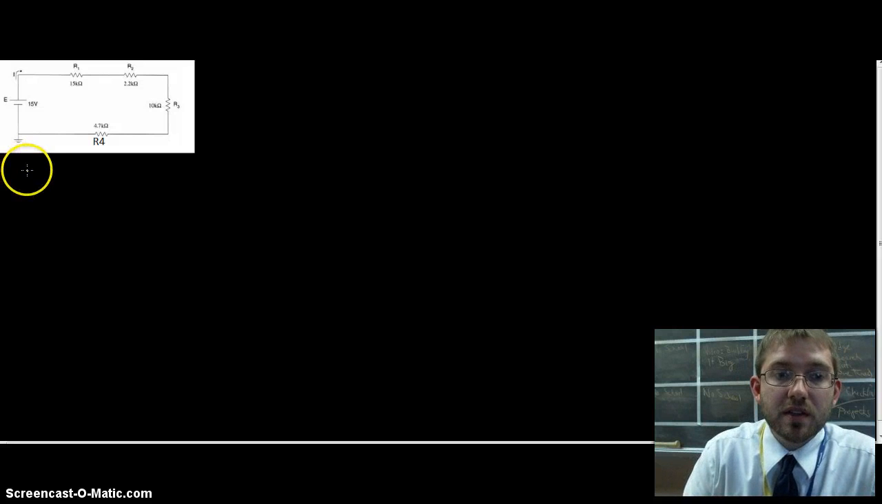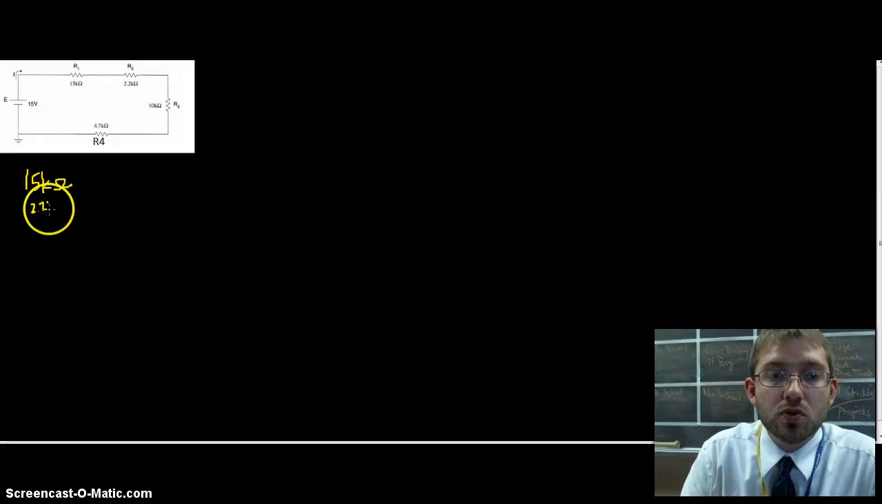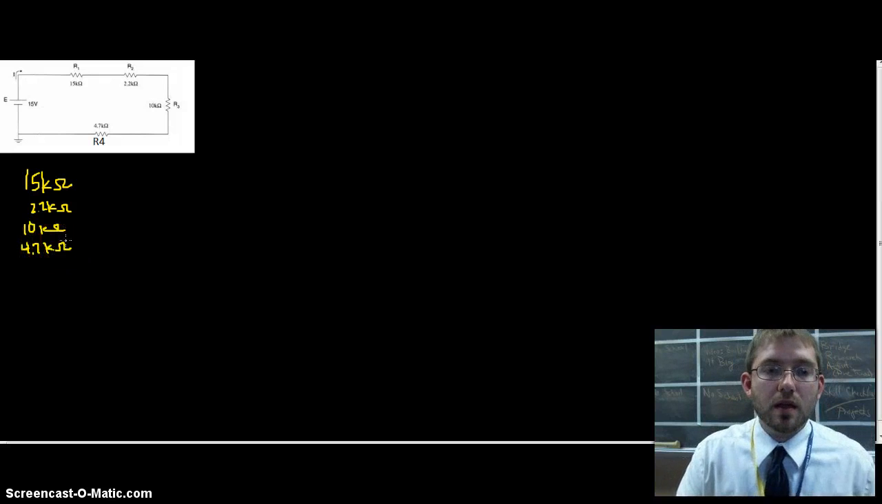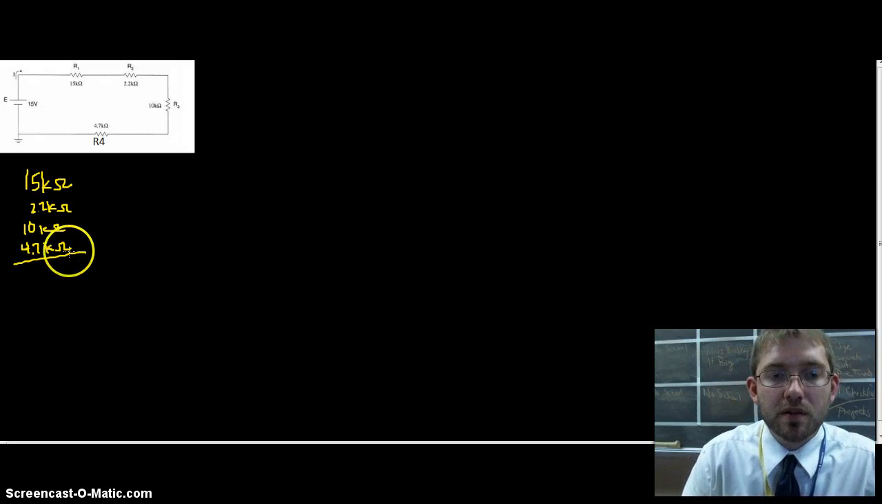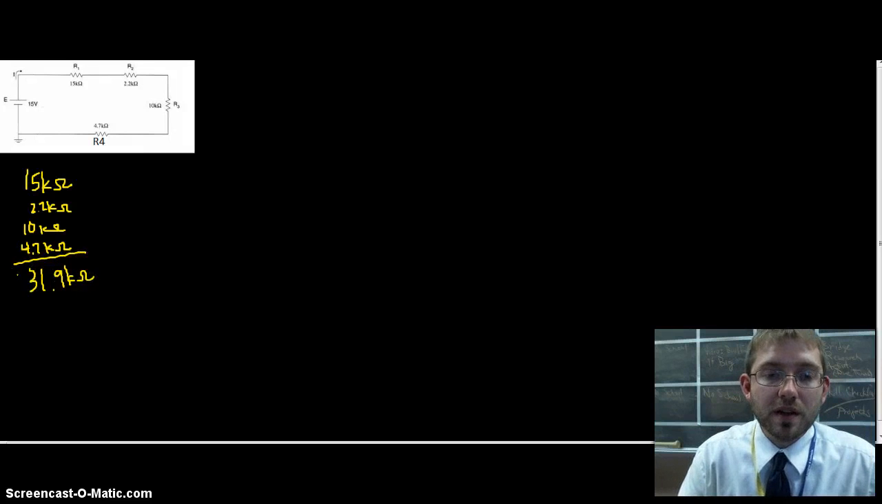Well, we have the 15 kiloohm, we have the 2.2 kiloohm, we have a 10 kiloohm, and we have the 4.7 kiloohm. And rather than putting us in jeopardy from a simple mistake, we'll just add all these up. And I end up with 31.9 kiloohms. Okay, that right there is the equivalent resistance.